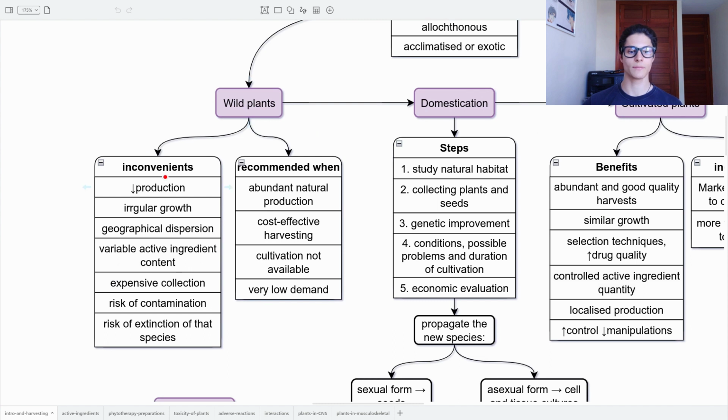In wild plants, the inconveniences are the lower production, of course, irregular growth, geographical dispersion, variable active ingredient content. The active principle is in who knows what amounts, expensive collection, risk of contamination because it's out there, wild, and risk of extinction of that species as well. It's only recommended when there is an abundant natural production, the harvesting is cost effective, when the cultivation is not available, and when there is very low demand.